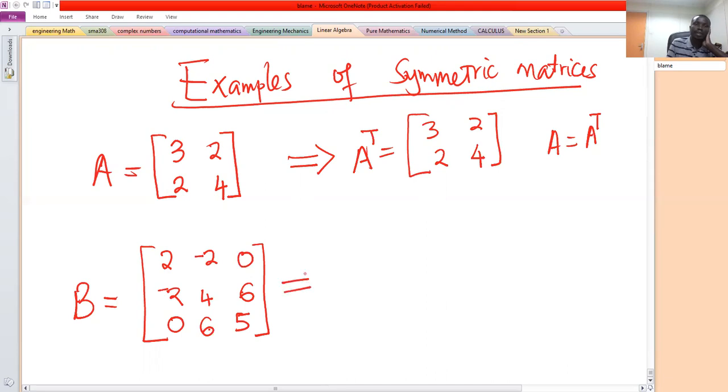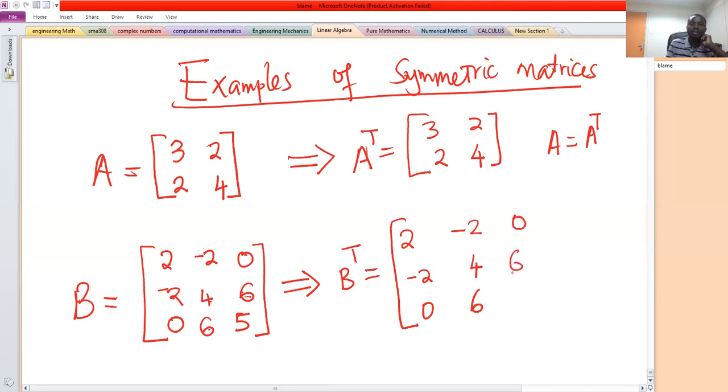So if I have to get the transpose of this matrix, 2, minus 2, 0 is the first row, so it becomes my first column. So I write 2, minus 2, 0. And then minus 2, 4, 6 is my second row, so it becomes my second column. And 0, 6, 5 is my third row, so it becomes my third column. And you see B and B transpose are equal.